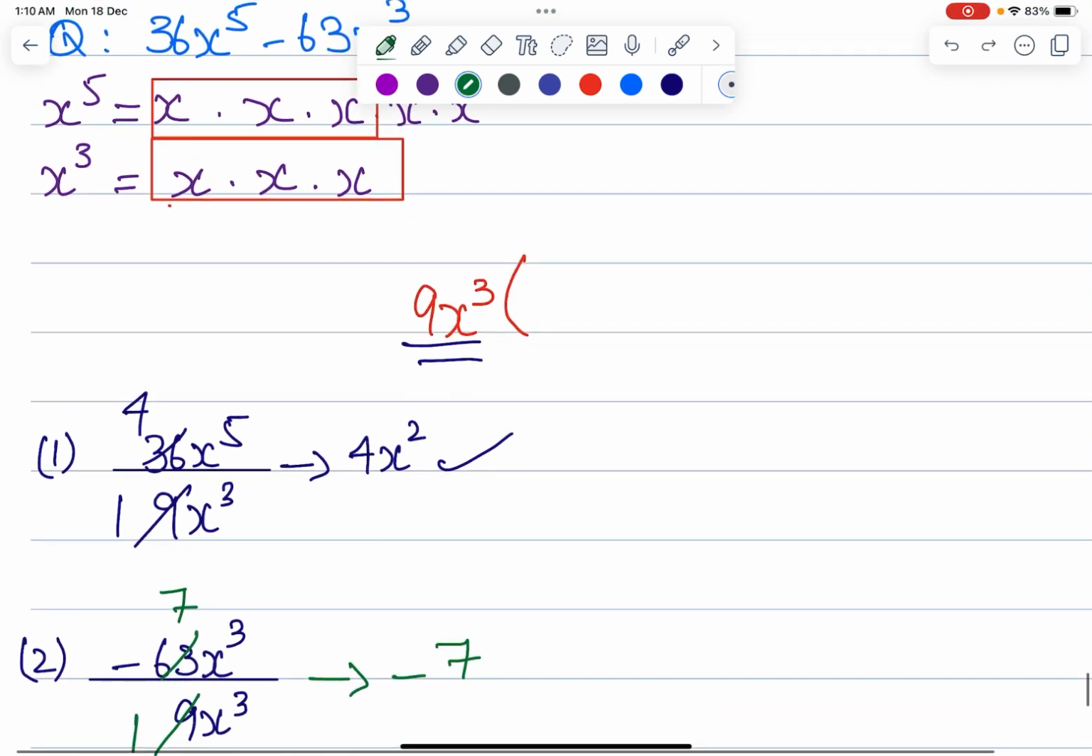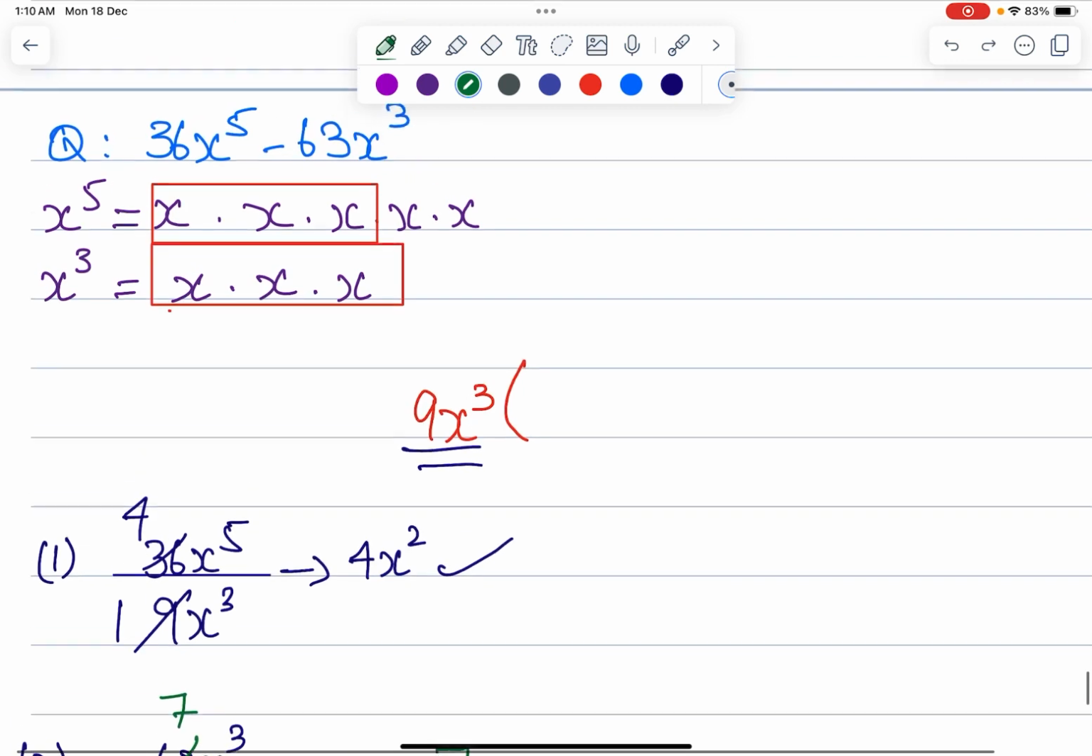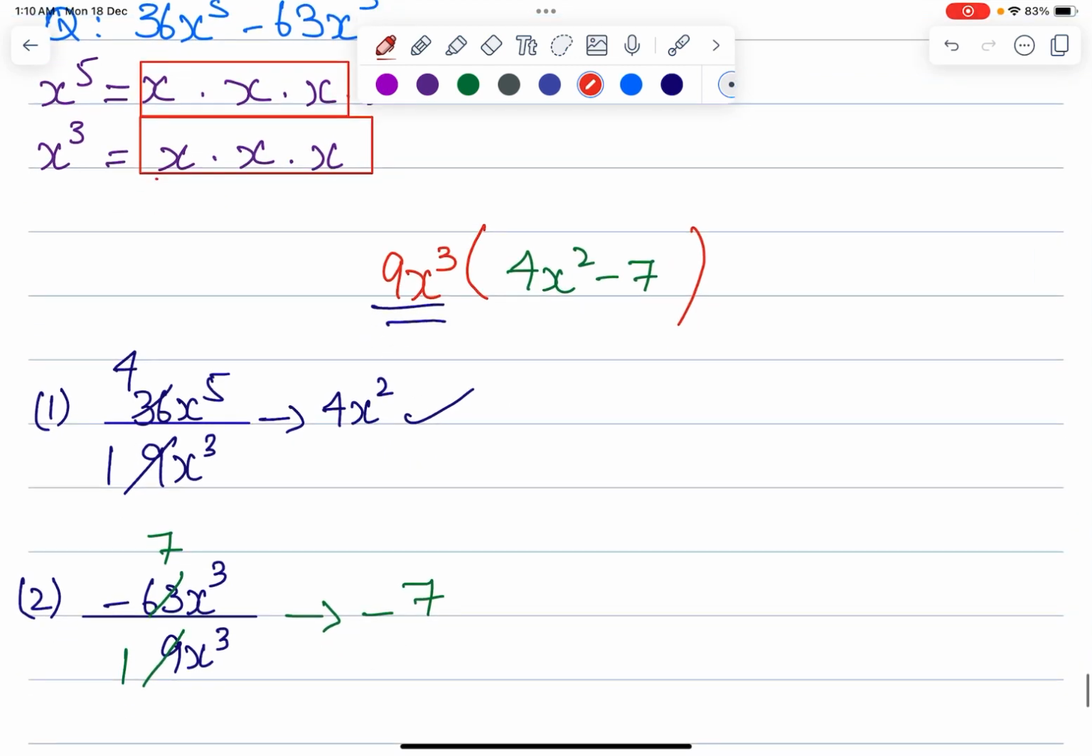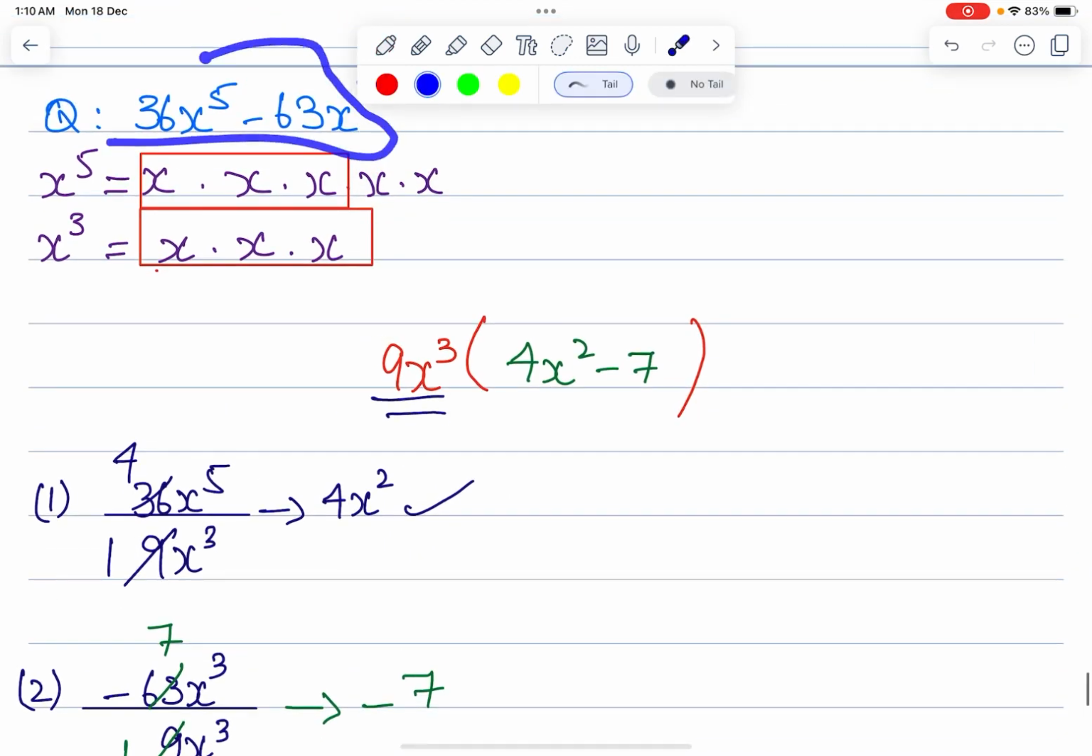So what do you have? You have 4x squared and negative 7. Just pick these two values and write them inside the parenthesis. I told you earlier that you can do this either directly, or for clarity, if you are at the earlier stages, you can divide both of the terms by the greatest common factor to get the values which you have to put inside.